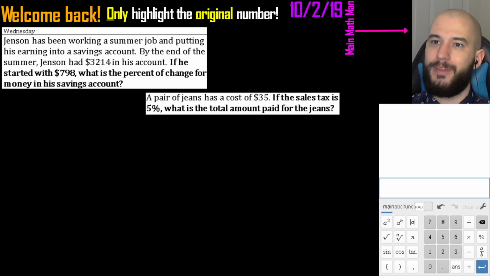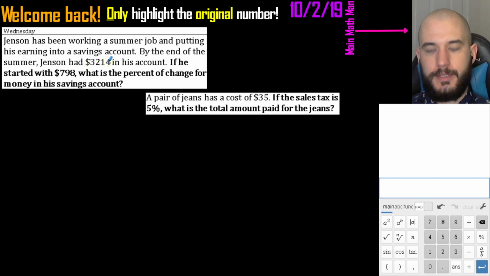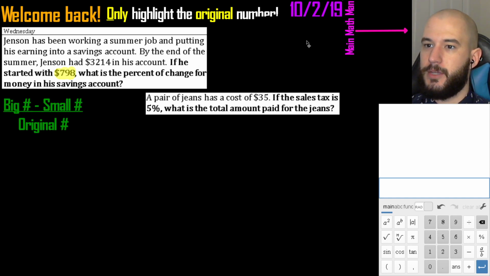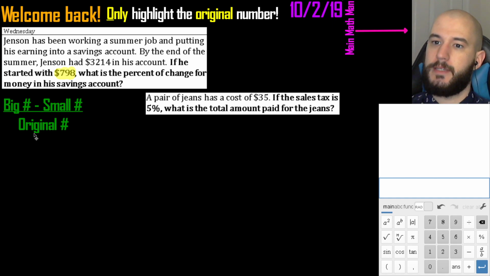So let's do that. If we're highlighting the original, a lot of people are going to want to highlight that first one. It's not the first one you see, it's the first one that occurred. So you have to say, if he started with this amount, that's going to be your original number. So you have 798 as your original. Now, how do we set this up? Well, we still have that big number minus that small number, divided by the original. You want to times that by 100 at the very end to change it to a percent.